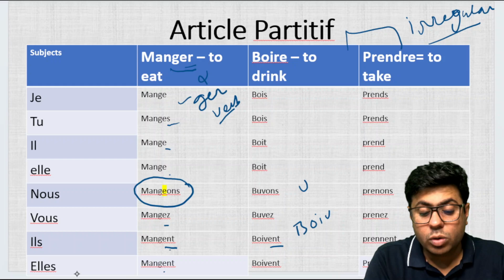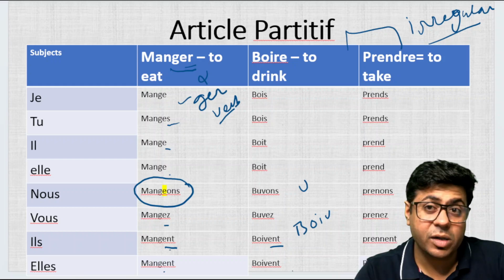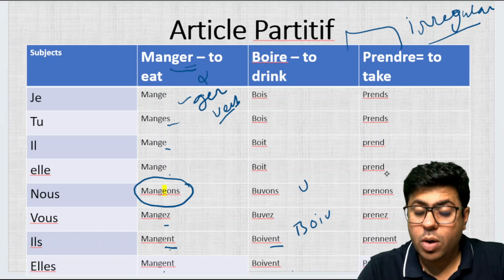Now comes the third verb, that is prendre. Prendre is to take. First try yourself. What will be the pronunciation? I give you a few seconds. Okay, now I'll try. Je prends, tu prends, il prend, elle prend, nous prenons, vous prenez, ils prennent, elles prennent. ENT will be silent the same as everywhere. Ils prennent and elles prennent. Got it? So note it down simultaneously in your notebook.